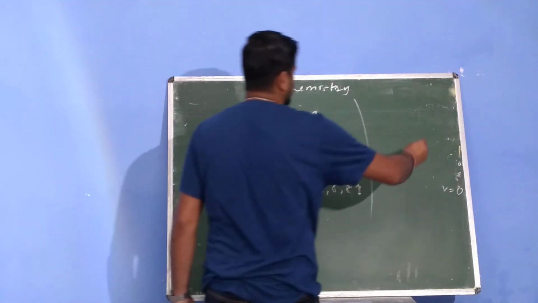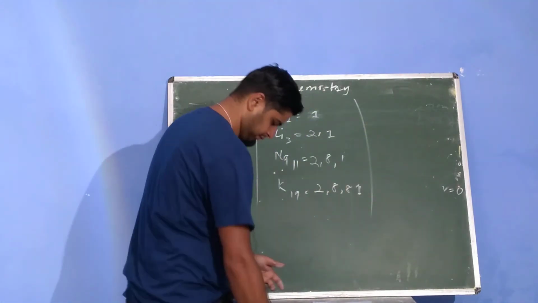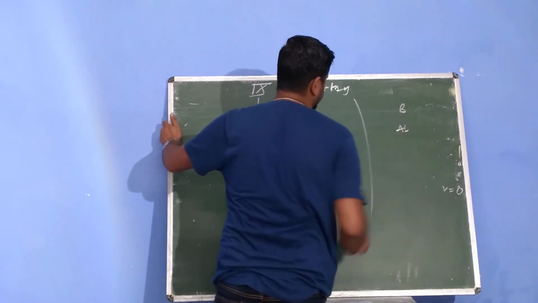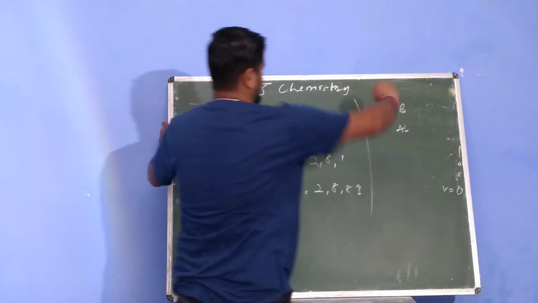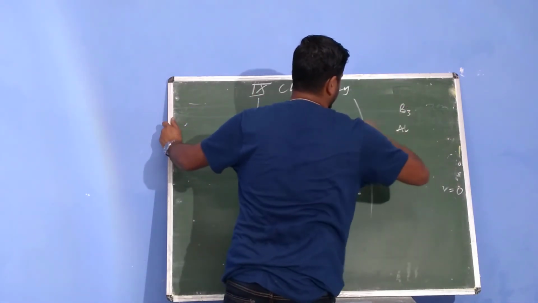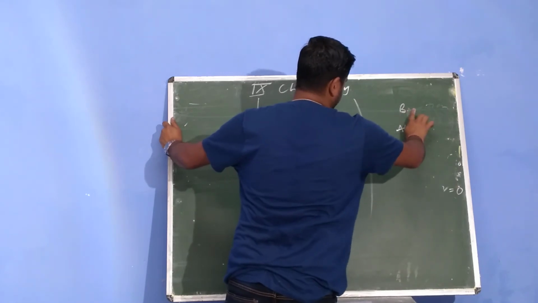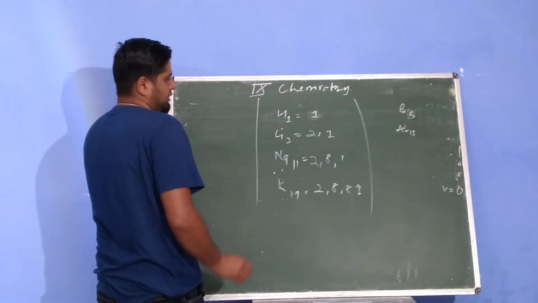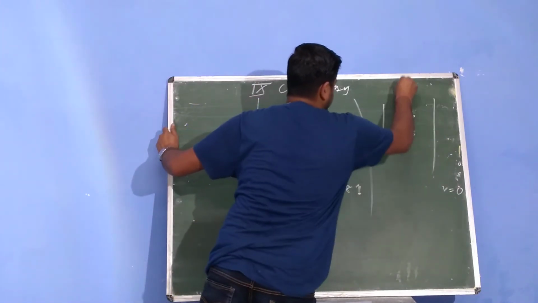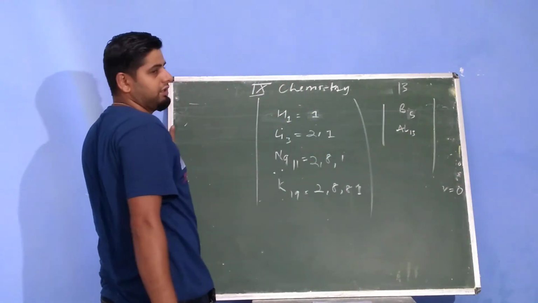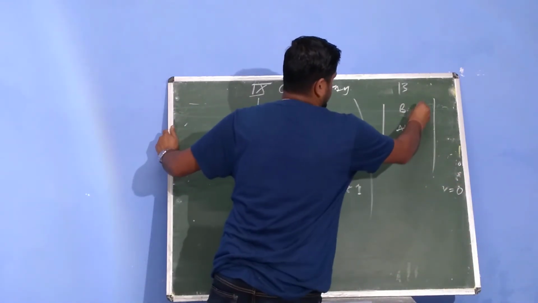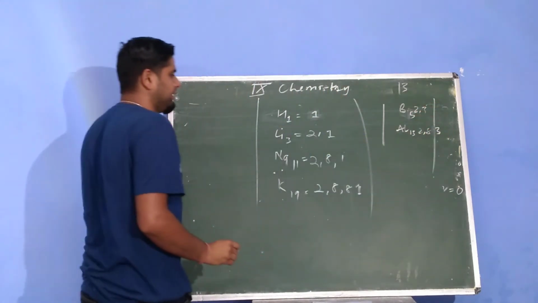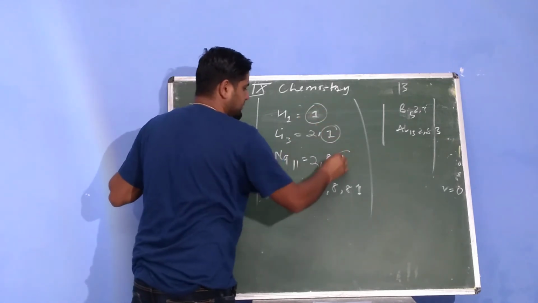I'll give you another example: boron, aluminum. Boron is 5, aluminum is 13, and so on. This is group 13 elements. So here, the electronic configurations are 2-3 and 2-8-3. Okay, this is 1, this is 1, this is 1, this is 1.